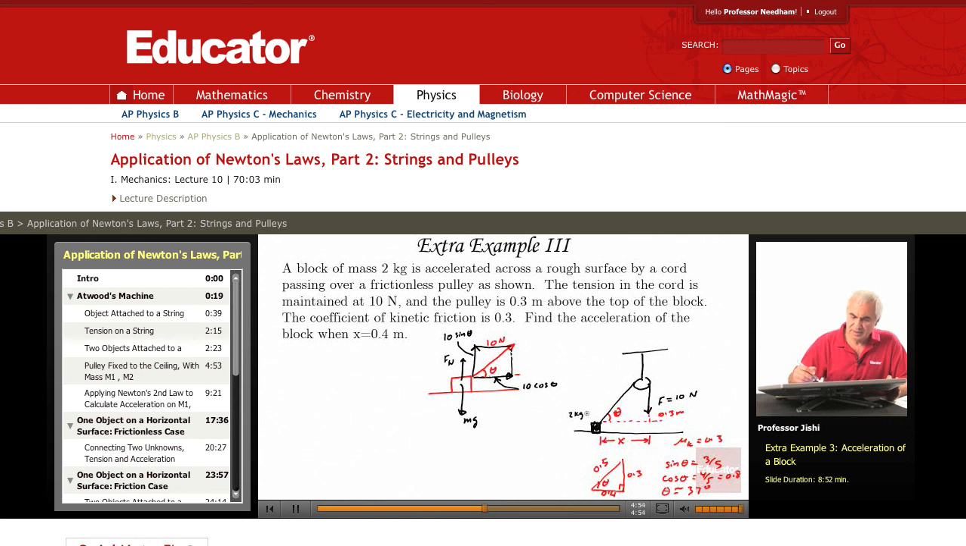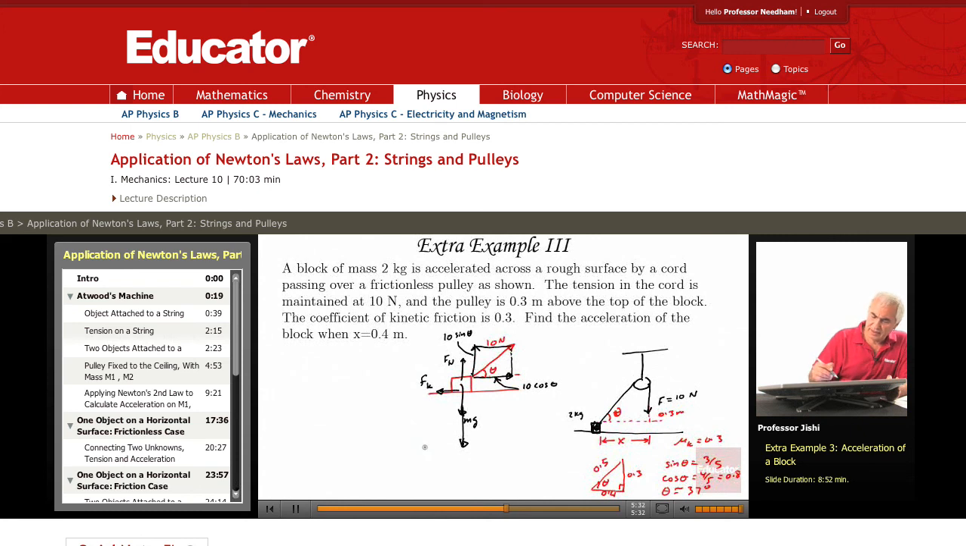mg is 19.6. m is 2 and g is 9.8, so I should draw it a bit bigger. That's mg. So the vertical forces are mg down, Fn up, 10 sine theta up. The horizontal forces are 10 cosine theta to the right, and then there's a force of friction because it's moving to the right, so there's a force of friction Fk to the left.